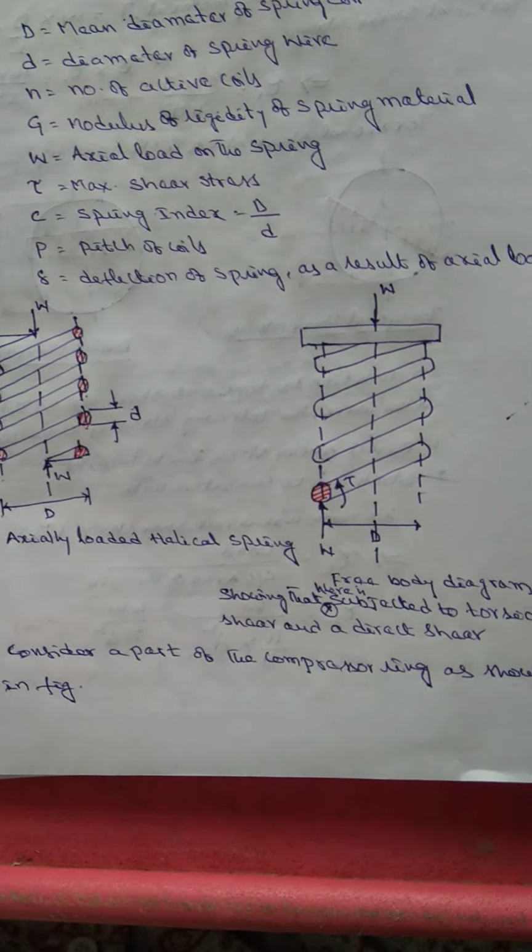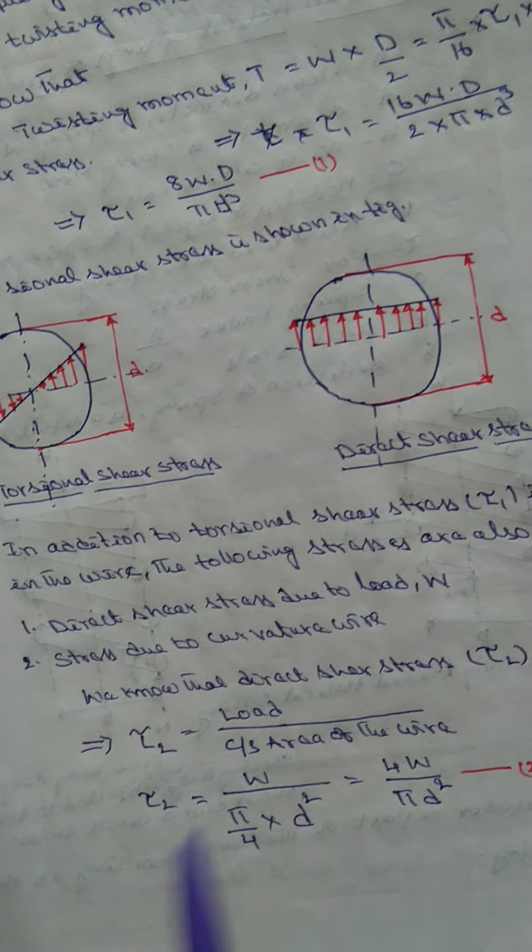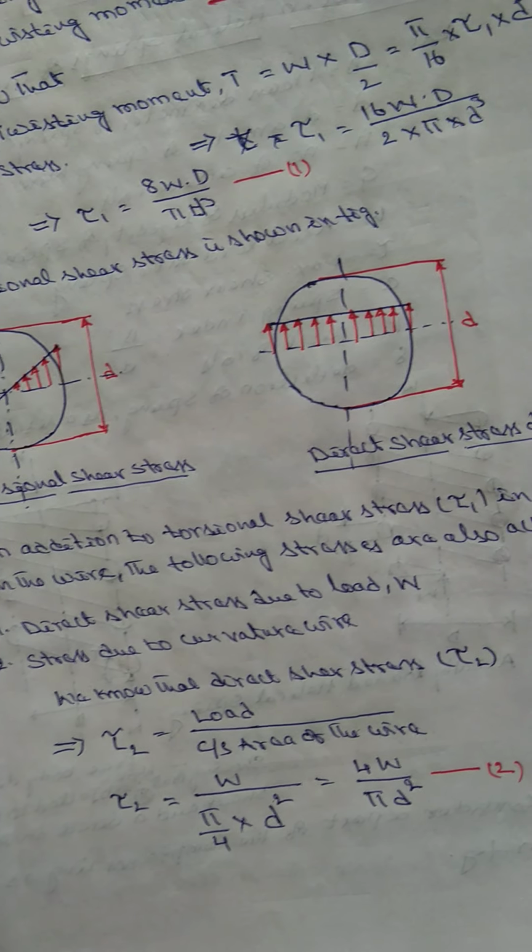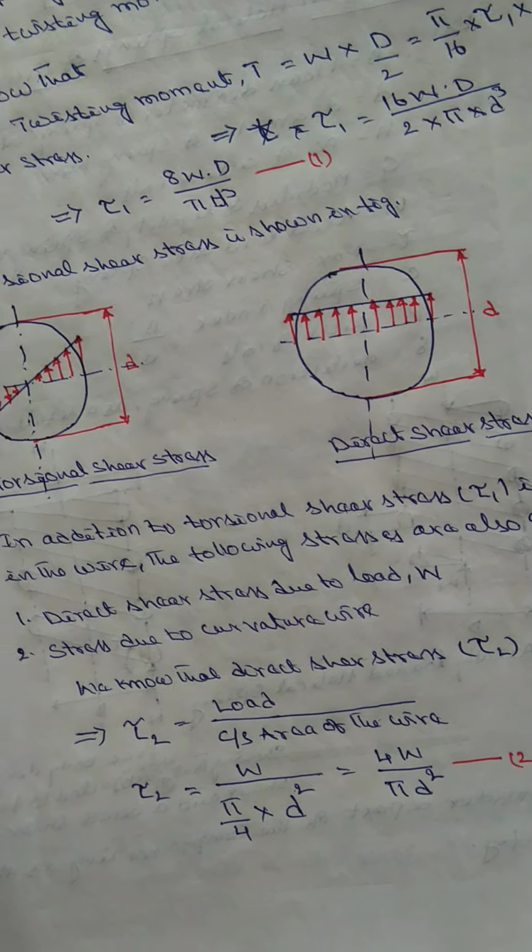One is the torsional shear stress, how it will be there, and how the direct shear stress will be there. So now we are considering the induced shear stresses. One is the direct shear stress due to the axial load, and the other is the shear due to the curvature of the spring. So we are going to consider two stresses: one is shear stress due to the axial load, another is shear stress due to the curvature in the spring. Now the direct shear stress we are going to determine.